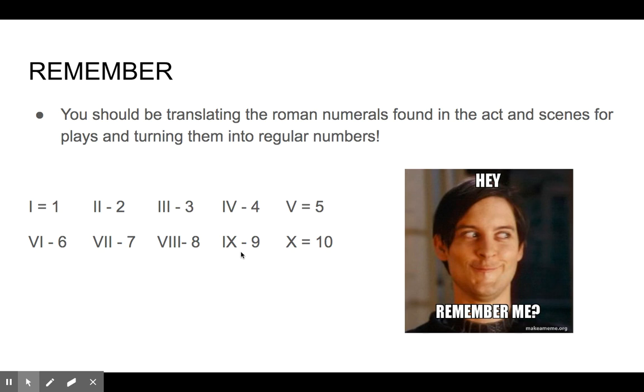So, acts and scenes are typically written in Roman numerals. You want to make sure that you are translating these Roman numerals into regular numbers, okay? So here's a list 1 through 10. You're going to see a mixture of I, V, and X, okay? You're going to want to translate those into regular numbers for your citation.